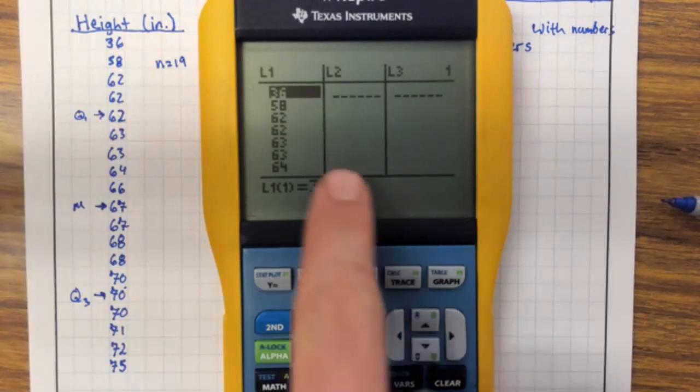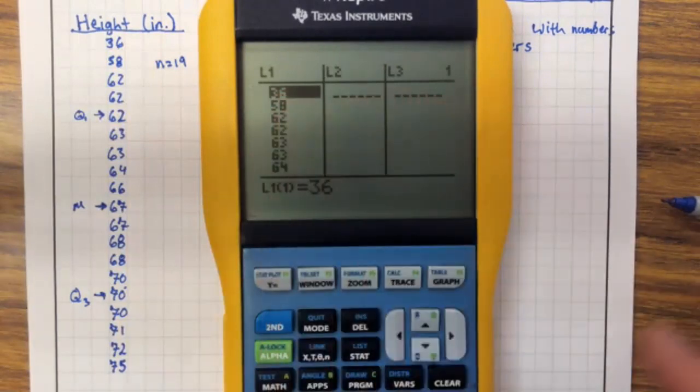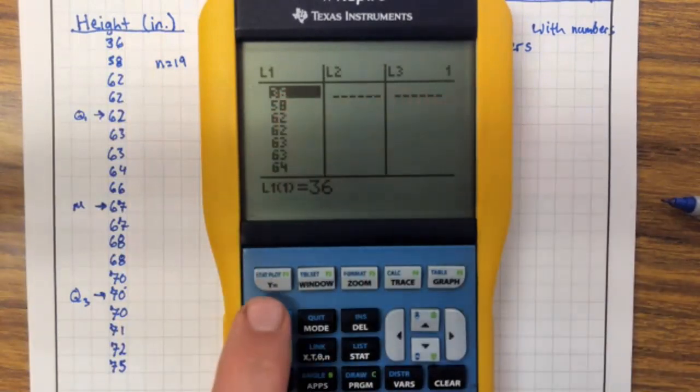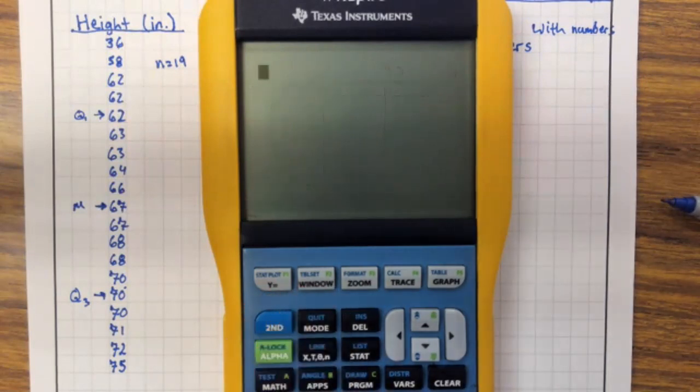This list should be in list 1. If it's another list, that's fine too. I'll show you how to get to that. So anyhow, I can quit to get out of the lists.